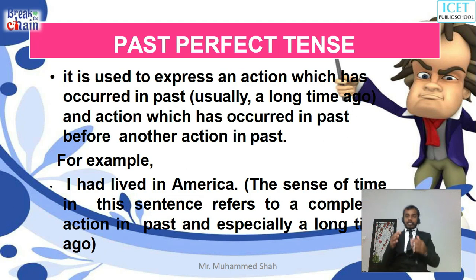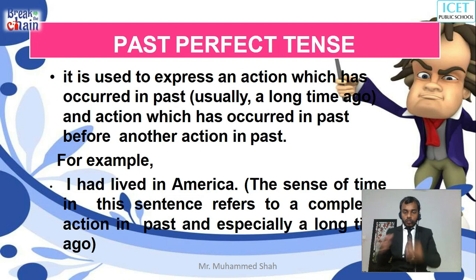So in that case, if there are two actions like this in the past: I ran, the train left. Two actions. How to express which happened first? What happened first will be expressed in past perfect tense. I ran fast, but the train had left. The train had left. Had left is the past perfect tense. I ran fast. The train had left.